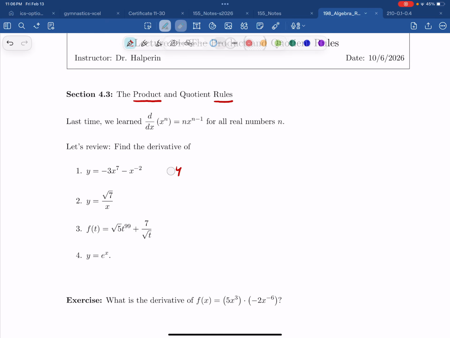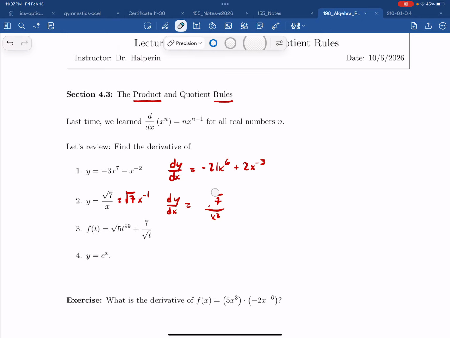Remember, the derivative of y is given by dy over dx. This is going to equal negative 21 x to the 6th, I guess it's actually plus 2x to the negative 3. Next up, we have dy over dx equals negative root 7 over x squared. If you're wondering how I got that, note that y can be rewritten as root 7 x to the negative 1. And so you can rewrite dy over dx as negative root 7 x to the negative 2, which is the same as negative root 7 over x squared.